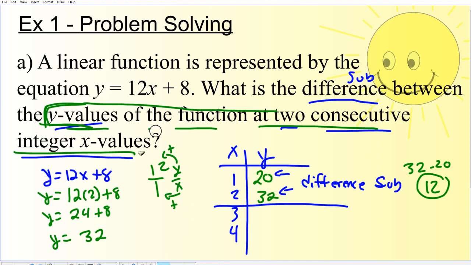Okay? So there's a couple different thought processes you could go through to answer the question. I made a little table here. You could also use the idea of slope to do it. Either way, the difference between the two consecutive variables is 12.